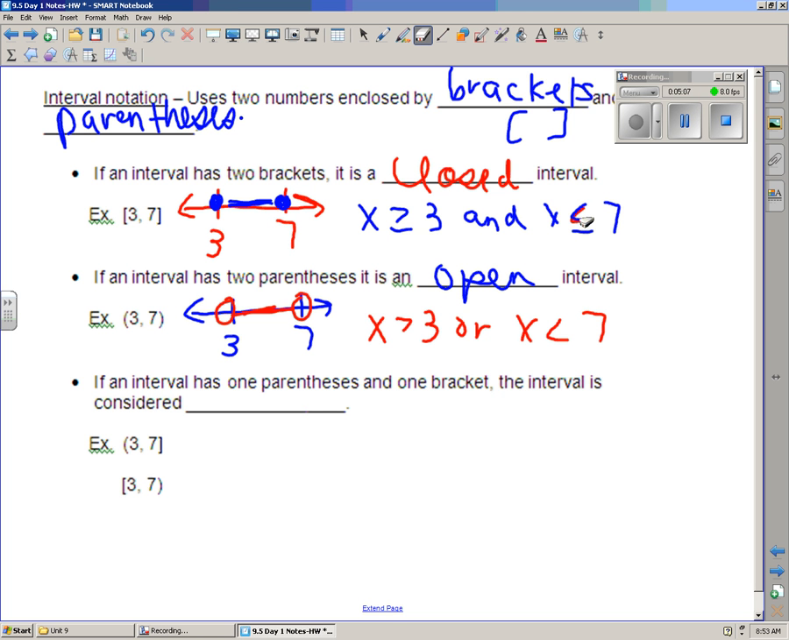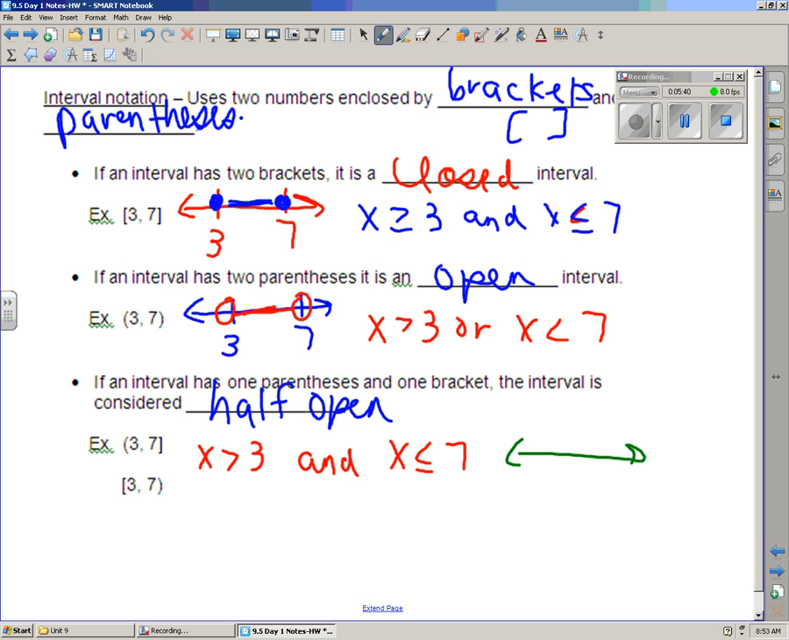You might have a case where you've got one parenthesis and one bracket. They call this half open. And for this first example, all that is saying is, okay, I've got a parenthesis around my 3, so x must be greater than 3. And at the same time, I've got a bracket on my 7, which means x must be less than or equal to 7. And then on a number line, I would have a 3 here and a 7 here, an open circle on 3, a closed circle on 7, and anything in the middle.